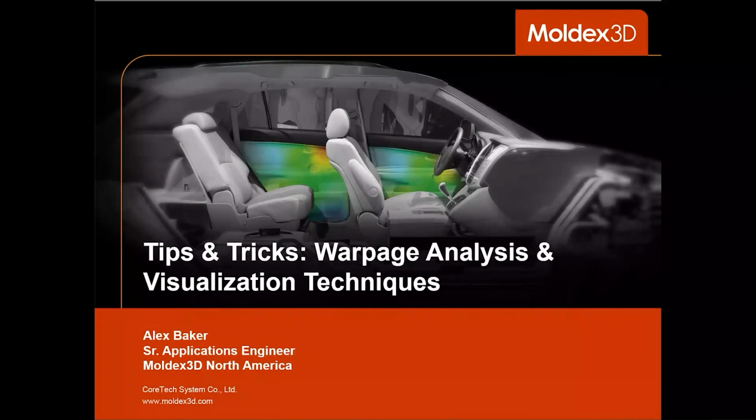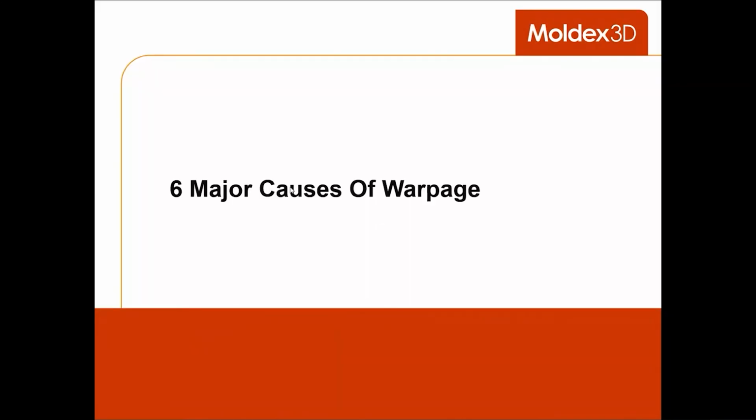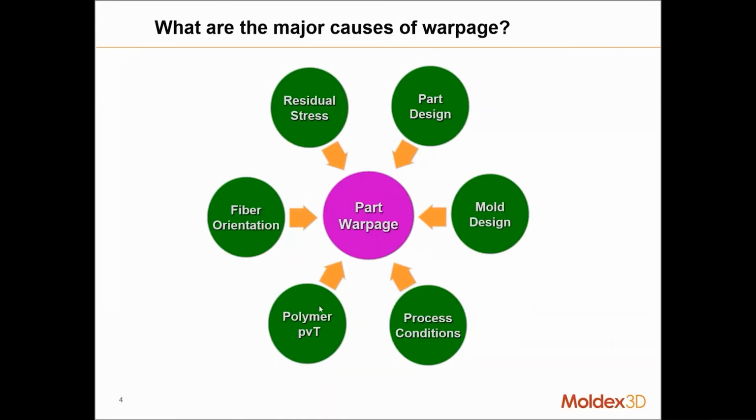So, the tips and tricks for warpage analysis and visualization techniques. The first thing we need to talk about is, where does warpage come from? Ultimately, warpage is defined in Moldex3D as a variance in shrinkage, or you can think of it like a variance in density across the part geometry. And that's usually caused by a bunch of different issues or characteristics of the plastic or the design itself. So the first thing we're going to go over is part design.